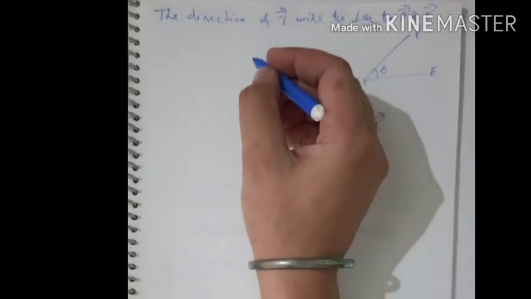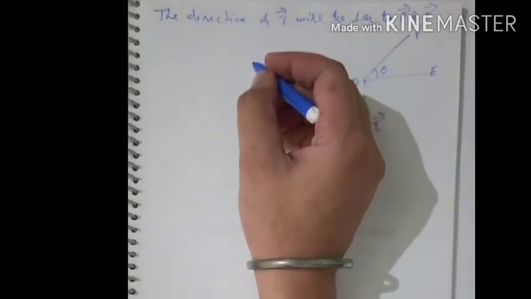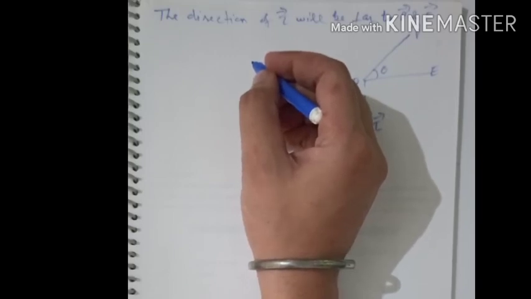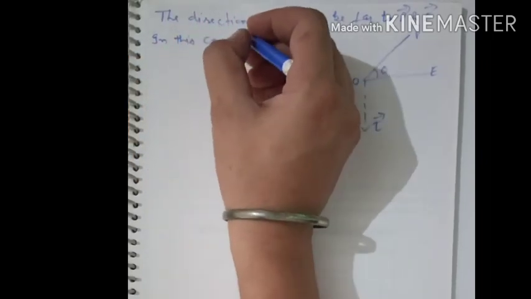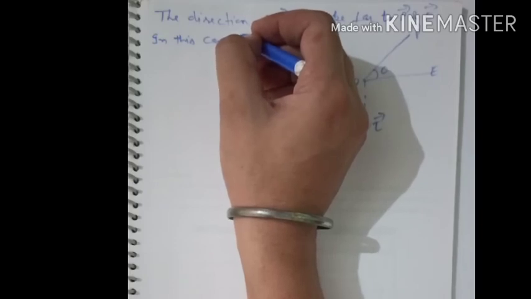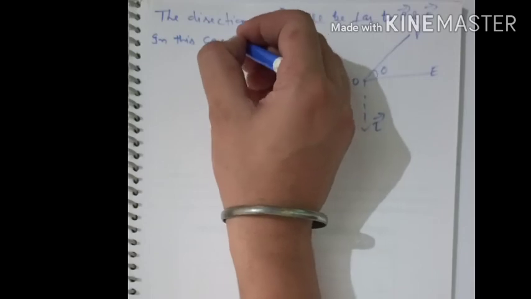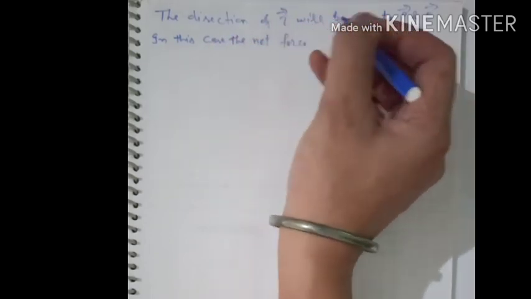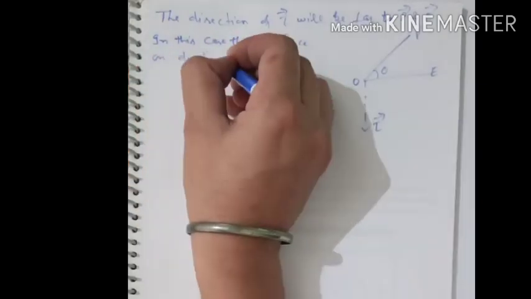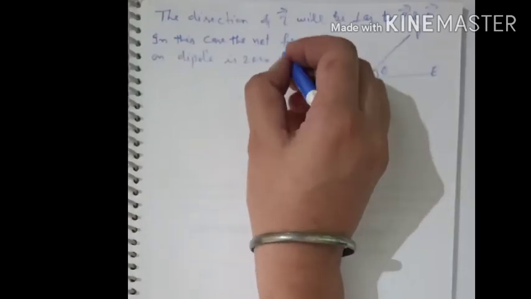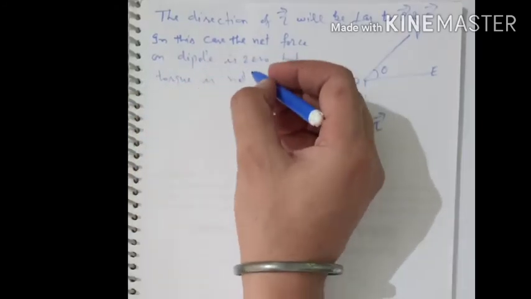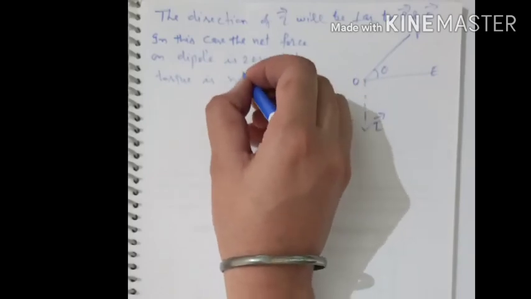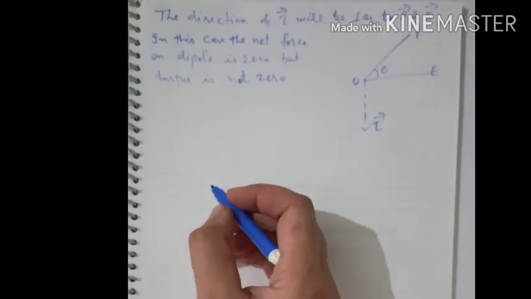It is an important point that the net force on the dipole is zero. When the electric dipole is placed in a uniform electric field, making angle theta with the field, the net force on the dipole is zero, but torque is not zero.